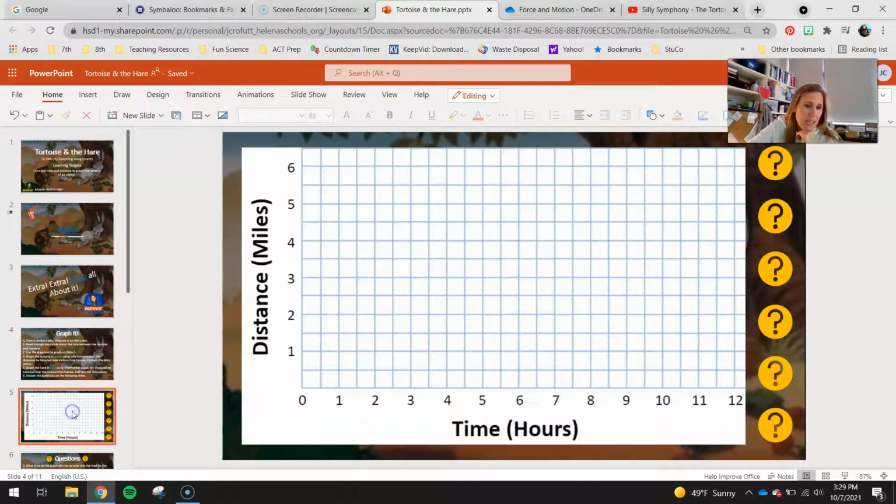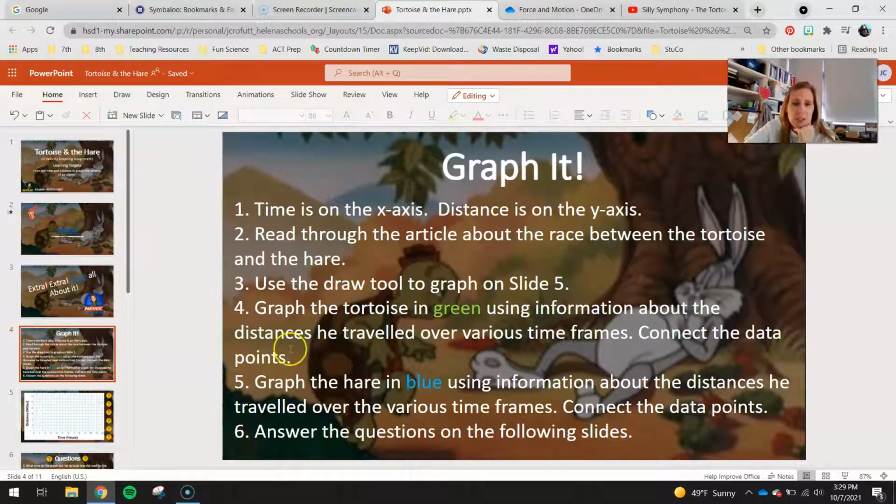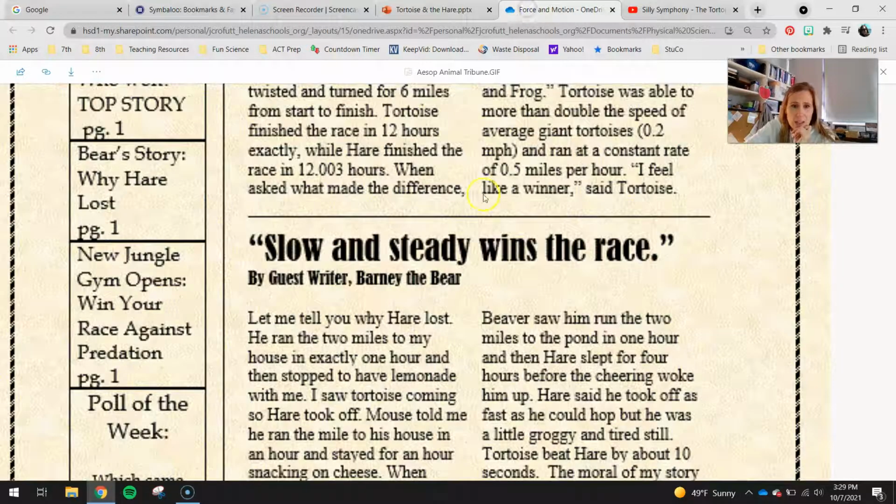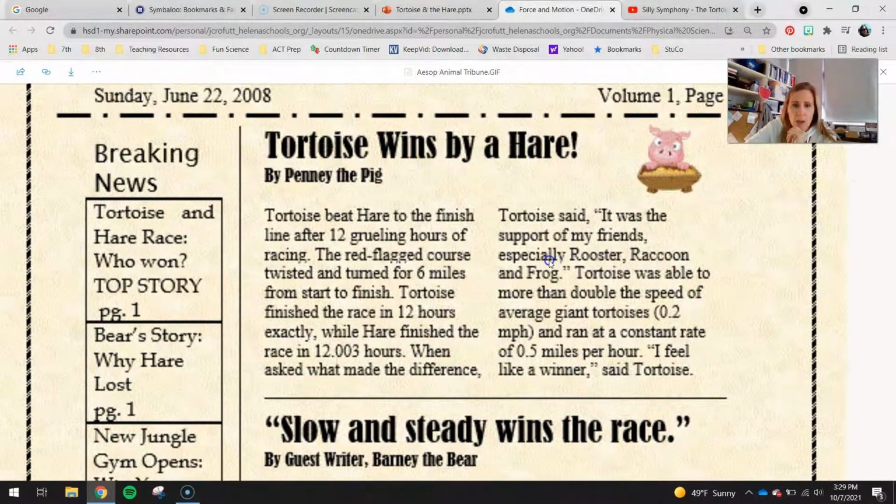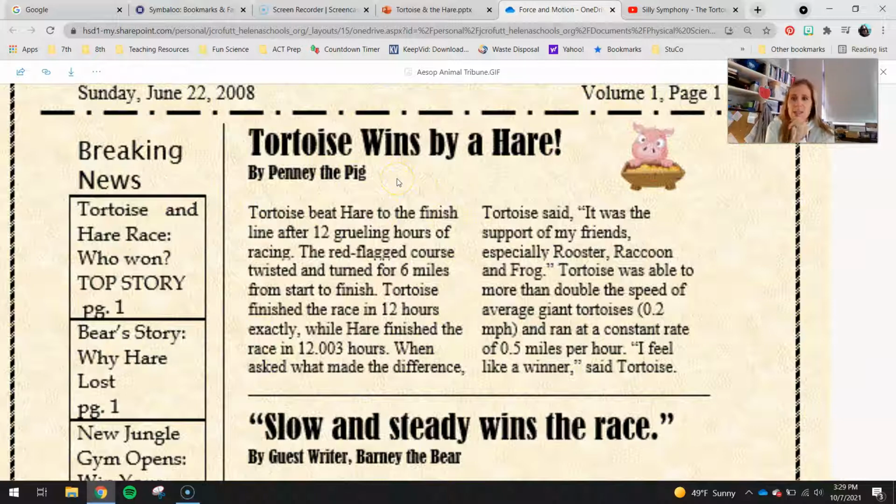Okay, let's go ahead and we're going to do some of the tortoise together, and then I'm going to start you guys on the hare. So let's go back to our article. What we need to know is that we're going to be graphing the tortoise in green using information about the distances he traveled that we're going to get out of this article.